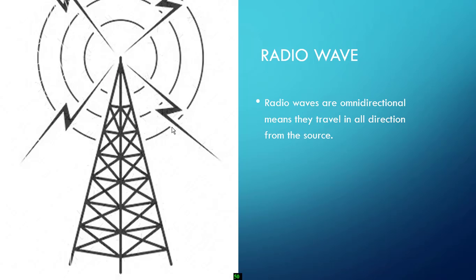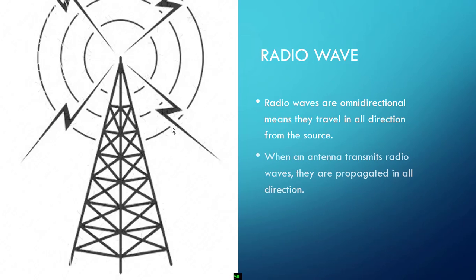Radio waves are omnidirectional, means they travel in all directions from the source. So radio waves are omnidirectional, means radio waves travel all around from the source. When an antenna transmits radio waves, they are propagated in all directions. Means when an antenna transmits radio waves, it sends them in an omnidirectional way. It is used in mobile, AM, FM radio, televisions.